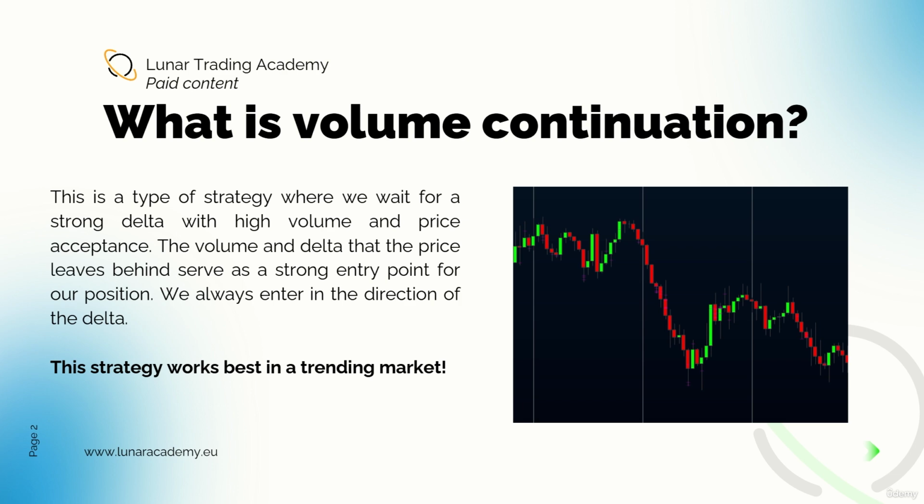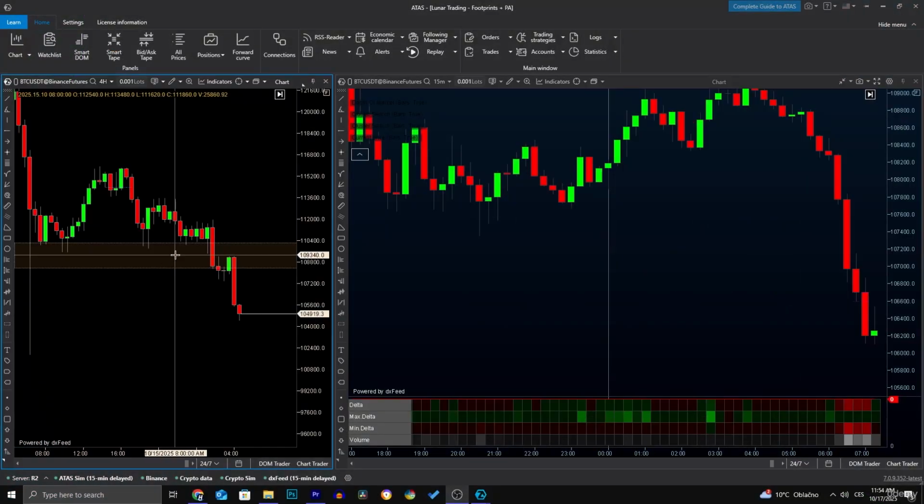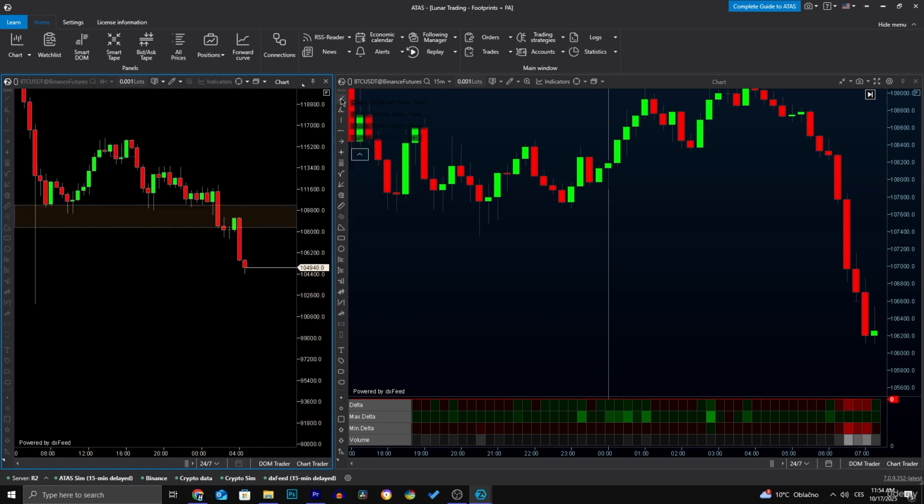As I said, this strategy works best in trending market. So if you have range consolidation on a higher time frame, using this strategy in this type of conditions is a bit risky. So trend from higher time frame is number one condition that we want to see if we want to trade this type of strategy.